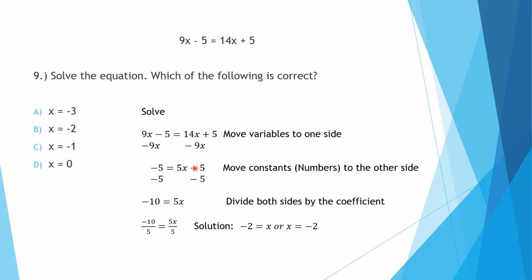Now I need to move this constant value away from my variable term. In order to do that, I will subtract it. Now I have negative 10 is equal to 5x. My last step will be to divide by the coefficient on my variable term. Dividing by 5 gives me a value of negative 2 is equal to the x, or x is equal to negative 2. It doesn't matter which side of the equation these terms are on.